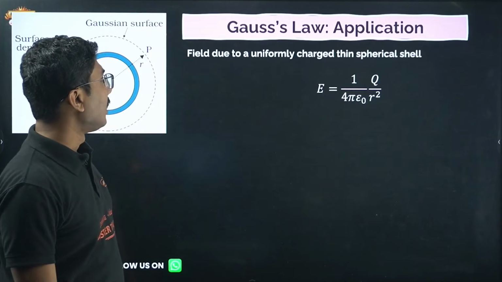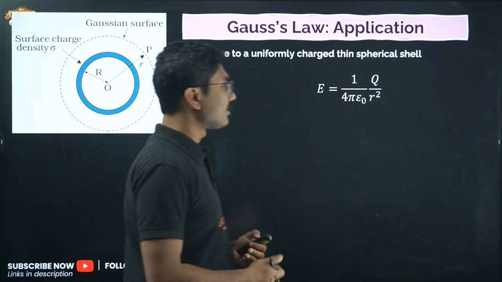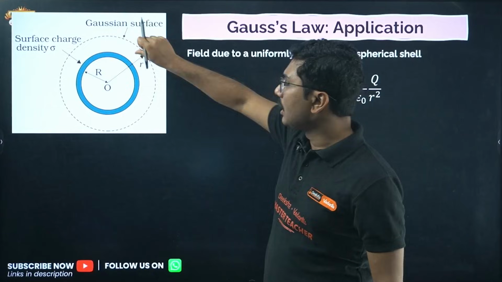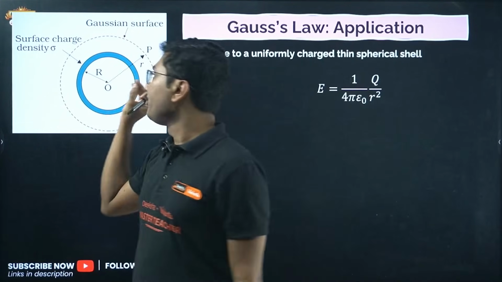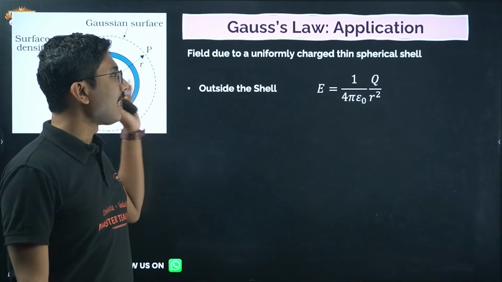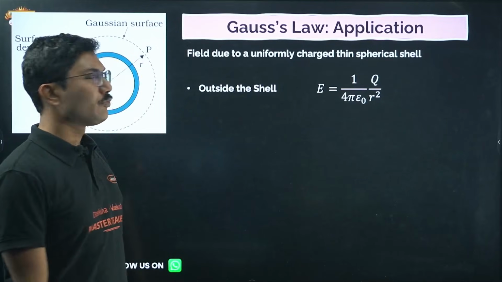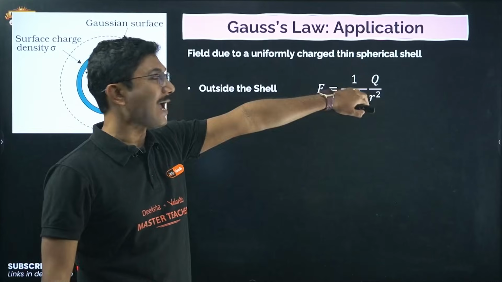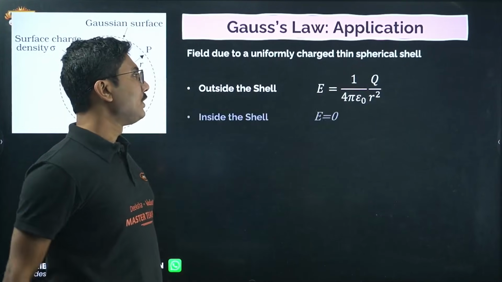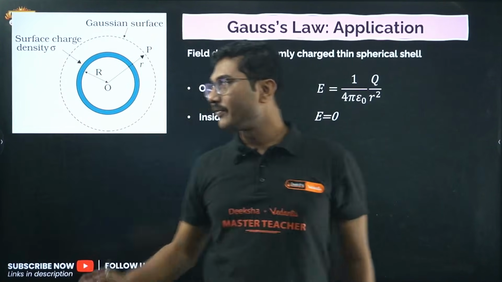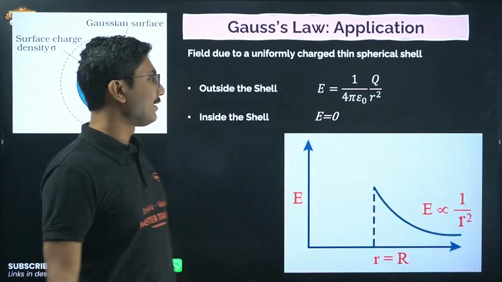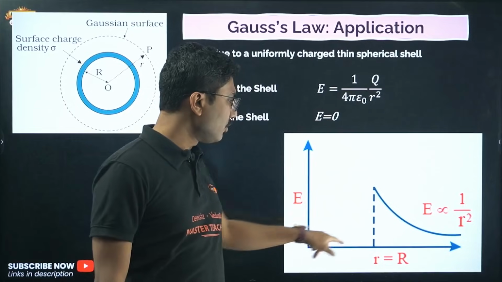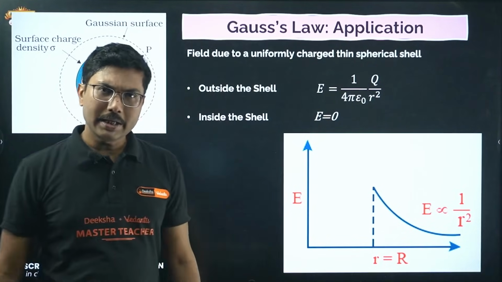What else? Electric field due to a uniformly charged spherical shell. A spherical shell has material only on the outer edge, and inside is hollow. If you charge this shell, the electric field outside the shell is given by 1 by 4 pi epsilon naught q by r square, where q is the charge on the shell. This is the same as the electric field due to a point charge, with a twist: inside the shell, the electric field is 0. If you plot the graph, it will look like this. Here it is 0, and outside it decreases as 1 by r square.